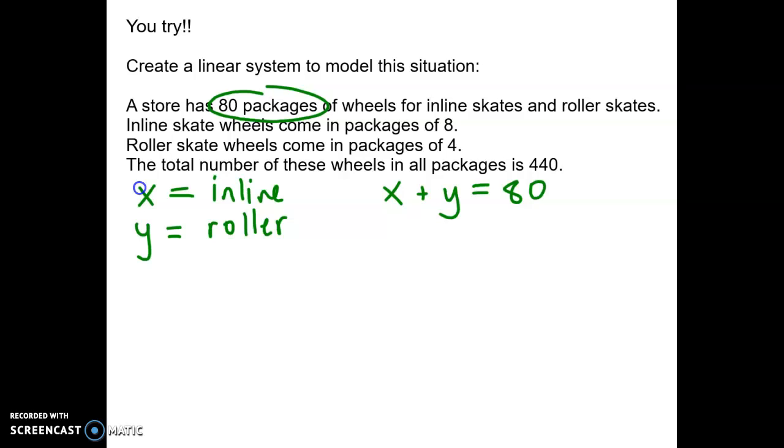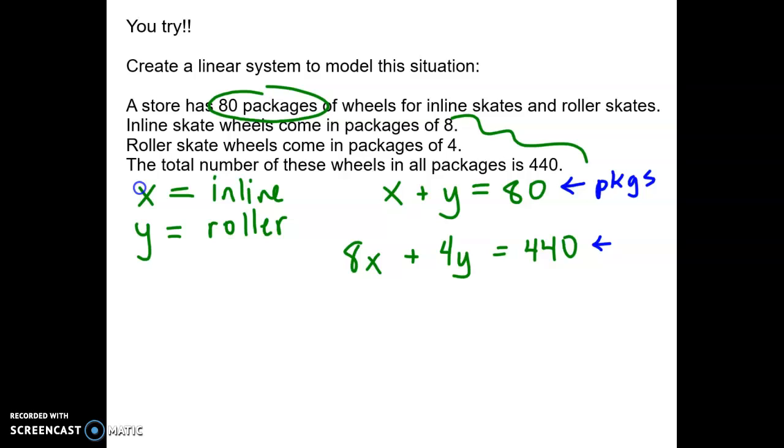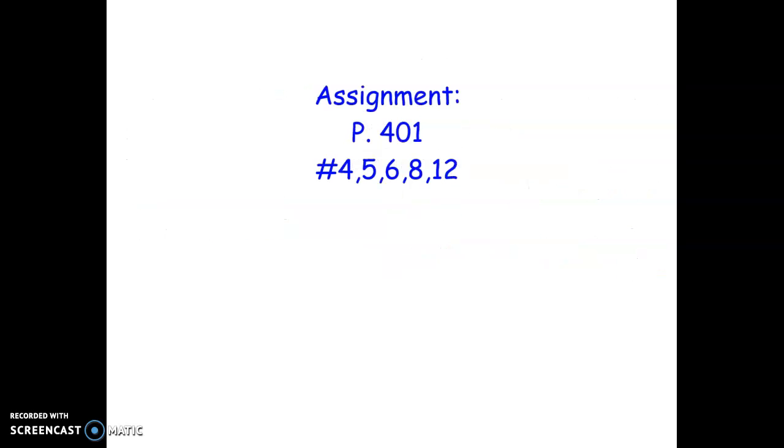But then the other bit of information is all of these 3 parts. So inline came in packages with 8 wheels in each pack, so that'd be 8x. The roller skates had 4 wheels in each pack, so 4y, and the total number of wheels was 440. So my first equation is talking about the packages of wheels, and the second equation is talking about the number of wheels. So those would be your system of equations. Congratulations.